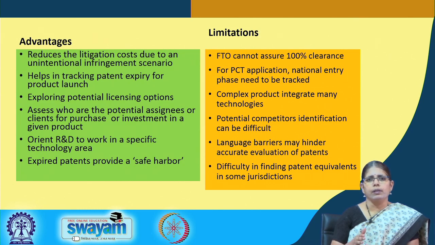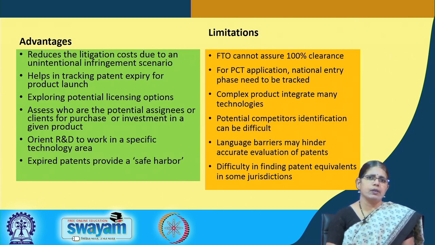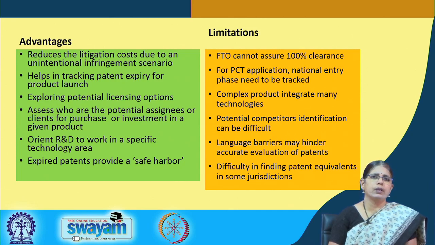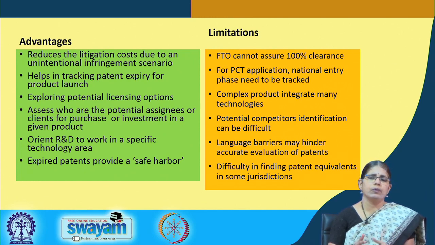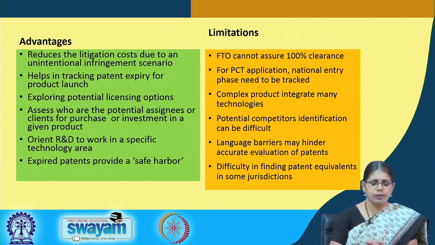Keeping track of the entry into the national phase of PCT applications can be quite an arduous task, particularly if there are many geographies that are involved. We discussed the aspects of complex technologies, where the product may have an integration of many different technologies, which means patents belonging to either one technology as patent sets, or patents can actually belong to different technologies. So doing an FTO search would mean a real elaborate assessment of those patents and the link with respect to the product.